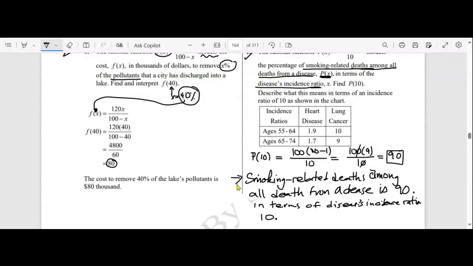Okay, so this is the answer. Smoking-related death among all deaths from a disease is 90 in terms of diseases, incidence, ratio 10. Does it make sense? Yeah, it's 90%.